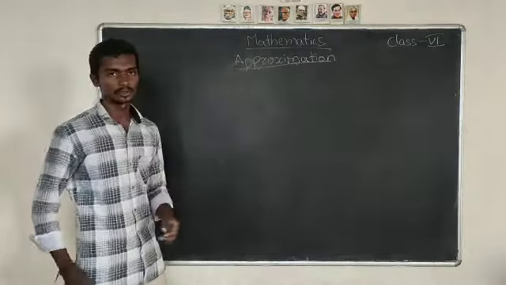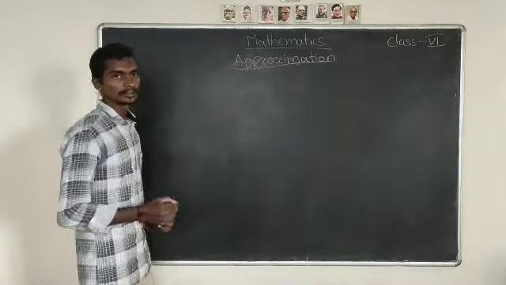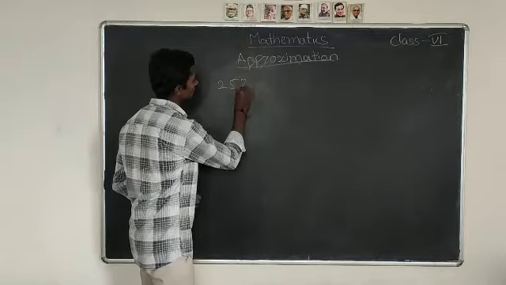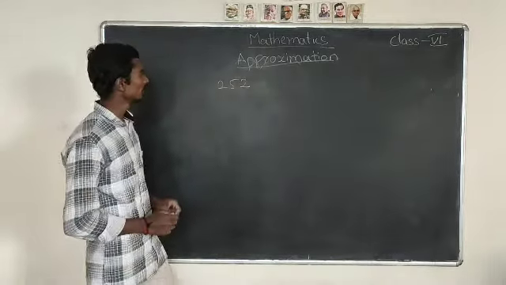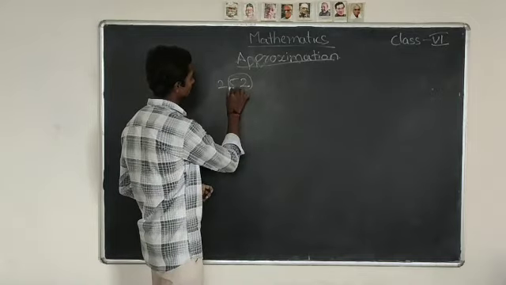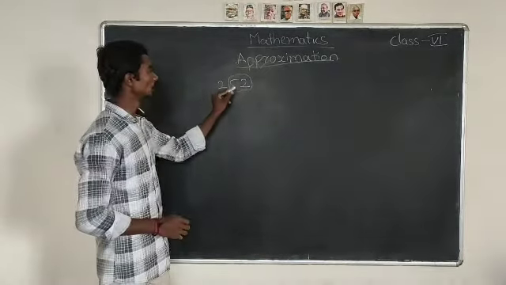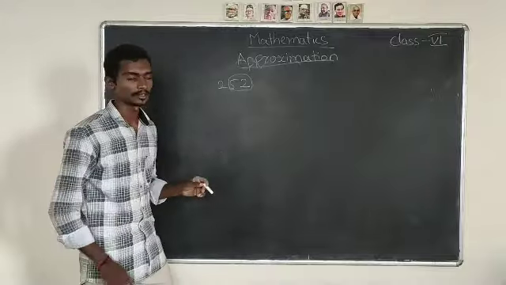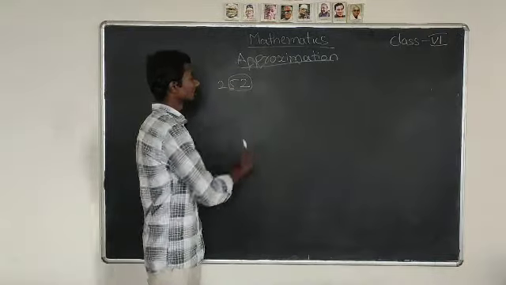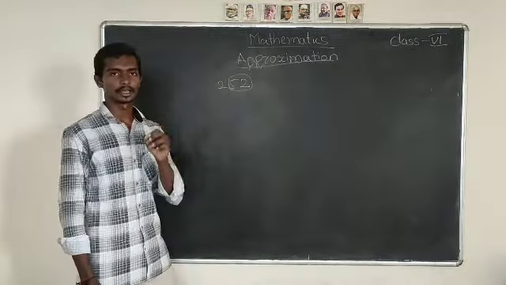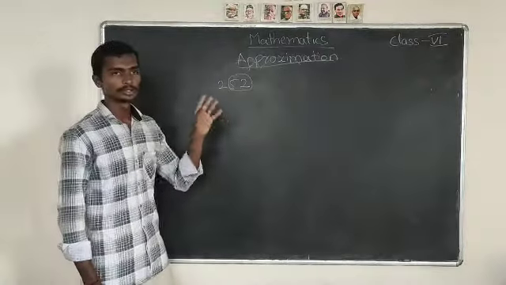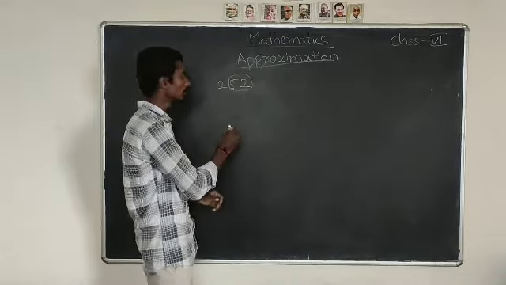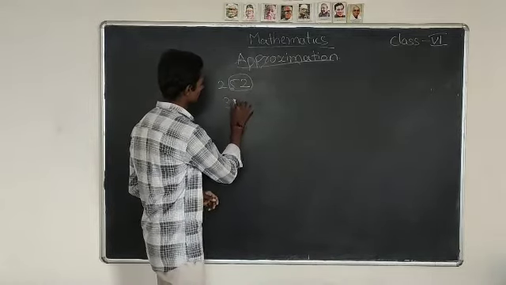Approximating to the hundreds place. Suppose I get a number like 252, how to approximate here? 52. Let's look at this. 52 is closer to 300 or 200? It's closer to 300, right? So if we get any number like this, and we have to approximate it to the hundreds place value, then we will go to the next hundred. That is, 250 is closer to 300.